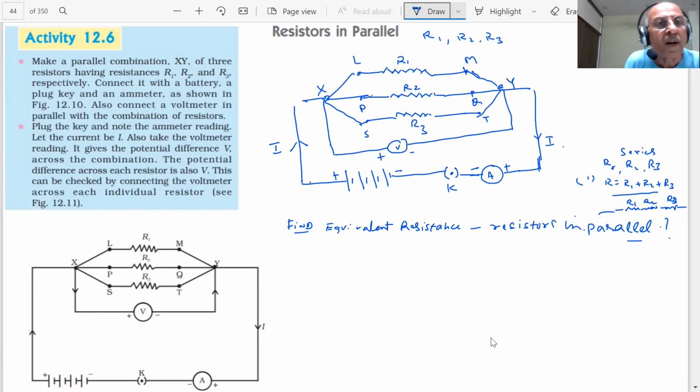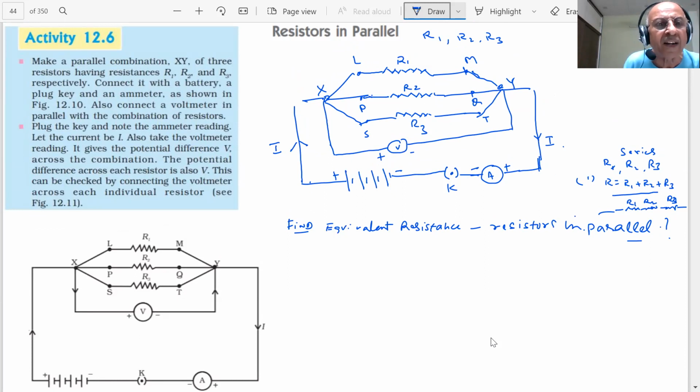Same thing. Make a parallel combination of three resistors having R1, R2, R3. This is a parallel combination. Connect it with a battery, a plug key, and an ammeter. Also connect a voltmeter in parallel with the combination of the resistors. Plug the key, note the ammeter reading.